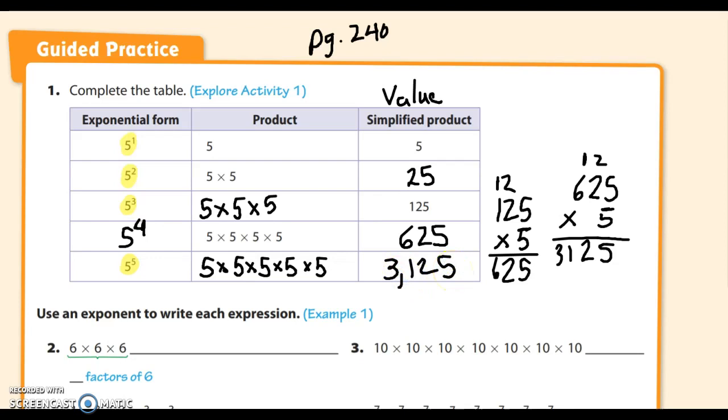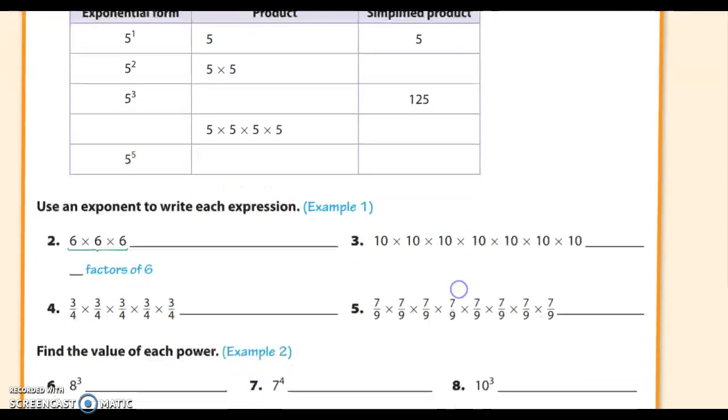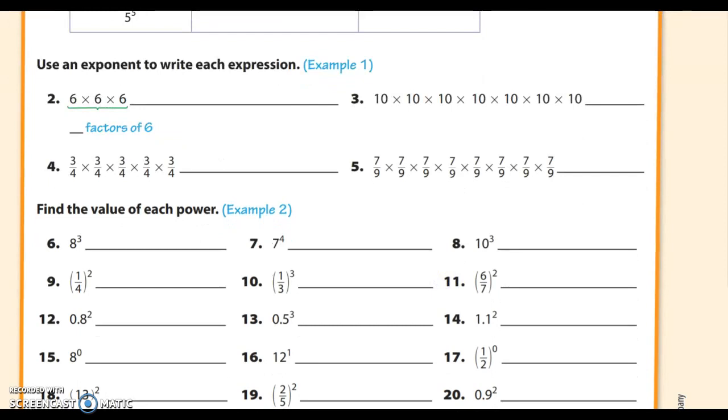Let's move on. This middle set right here, I kind of want to compare the directions to the next two sets of problems here. This middle set right here says use an exponent to write each expression. We're actually not supposed to find the value. We're not supposed to solve this problem. We solve them when the directions look like this. Find the value of each power. That means solve. So on these problems, we're not going to solve. We're not going to get 6 times 6 is 36 times 6 is 216.